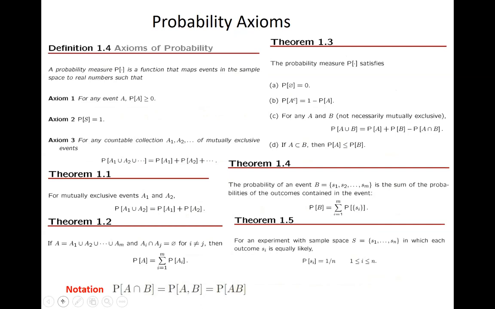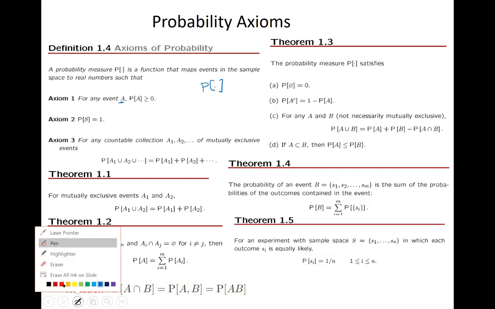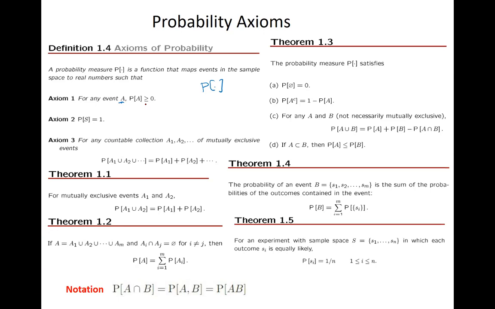Okay, next, probability axioms. There are three axioms of probability for any event. First of all, we use P bracket dot to represent the probability measure, okay? And for any event A, the probability is greater than or equal to 0, okay?